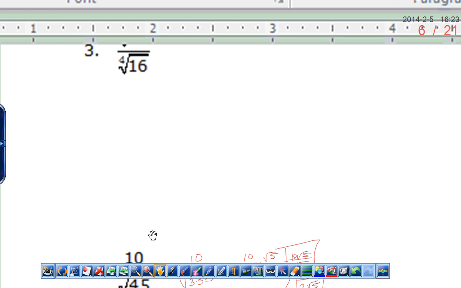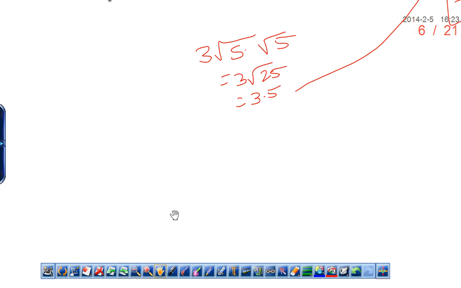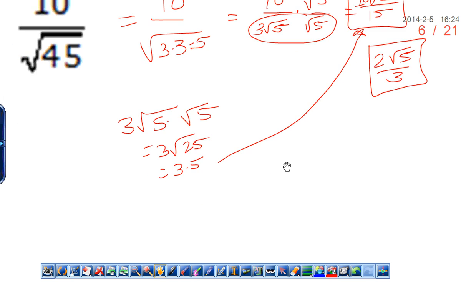Number 5, a little zoomed out there. Sorry, number 4 rather. Number 4, the answer is either 10 root 5 over 15 or 2 root 5 over 3. So the fact is that we have 3, 3, and 5 on the bottom there. Then I need to multiply by square root of 5 on top and bottom. That's called rationalizing the denominator. There's another video on that if you need to see. But anyway, so we multiply by that, get 2 root 5 over 3 as the full answer there.